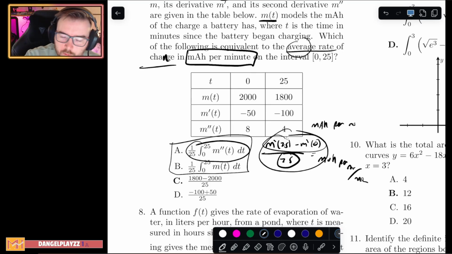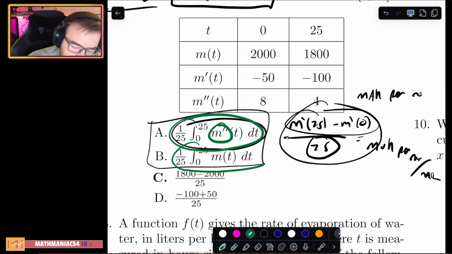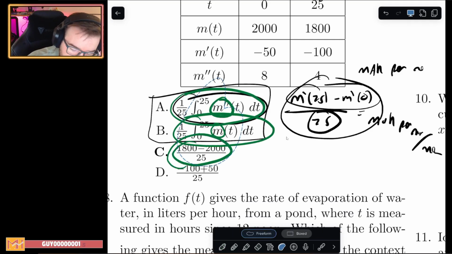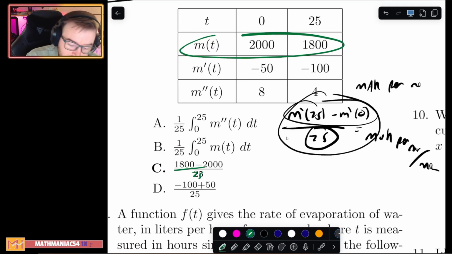I'm using bad math language there. Don't ever say that anywhere, please. I'm making an analogy for the sake of your brain, because it's two layers deep, right? This is finding the average value of m double prime, and this is finding the average value of m, and this is finding the average rate of change of m. This is taking the values of m and dividing them by 25. That's just average rate of change, right? M of 25 minus m of 0 all over 25 minus 0.